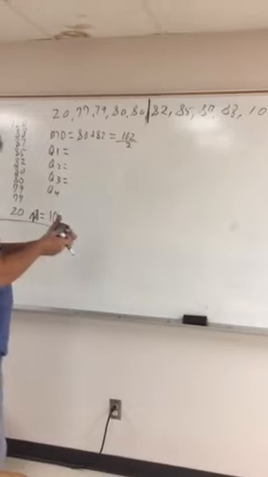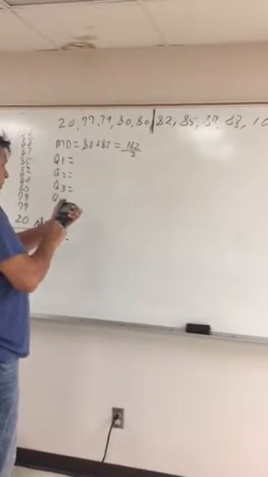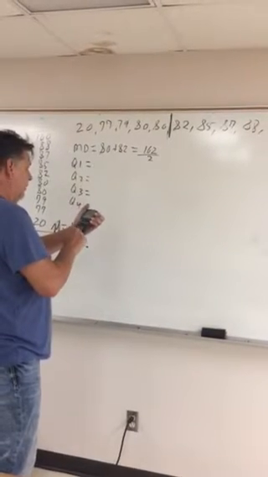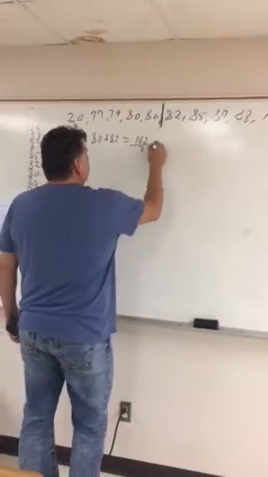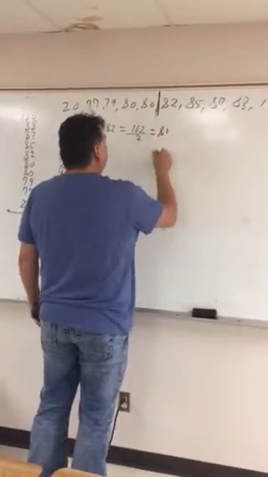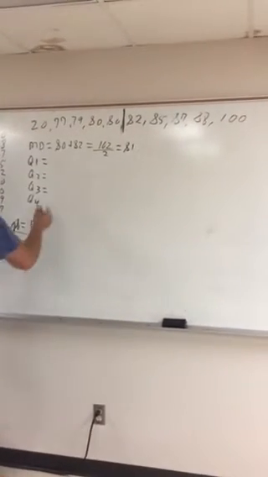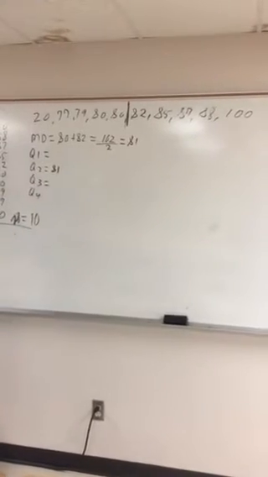So I'm going to get my trusty calculator. 80 plus 82 divided by 2 is 81. And that's pretty easy. I mean, it's pretty common sense. I just want to show you how to calculate it. So 81 is my median, and it's also Q2. Q2 is always going to be my median.